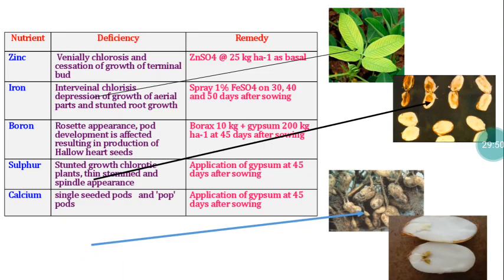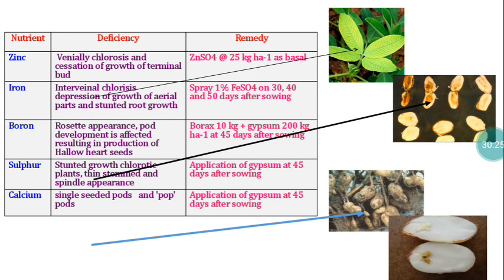To overcome that problem, we have to apply borax 10 kg along with gypsum 200 kg per hectare on the 45th day after sowing, that is during the earthing up operation. Sulfur, I already told you, is very important for oil formation and oil quality maintenance. Apart from that, sulfur deficiency causes stunted growth, chlorotic appearance, and a spindle appearance also will be recorded. By applying gypsum, we can overcome this particular problem.